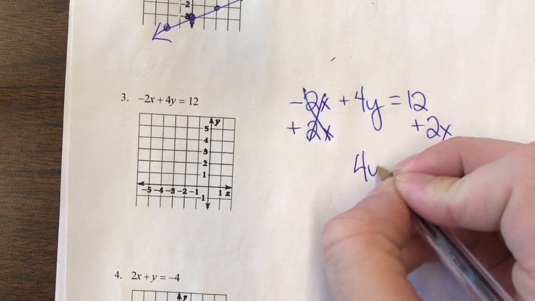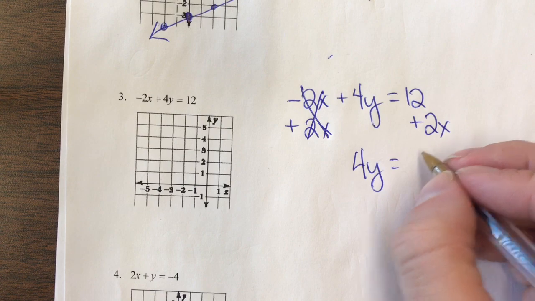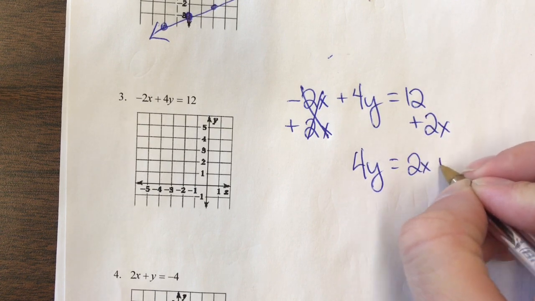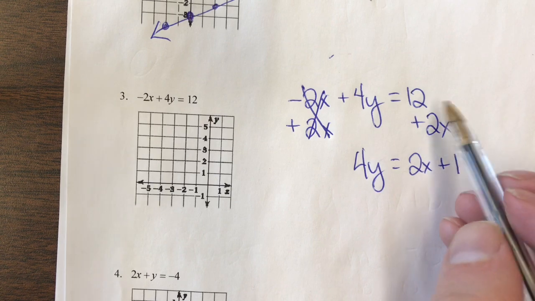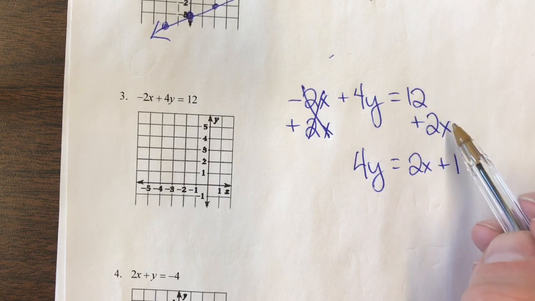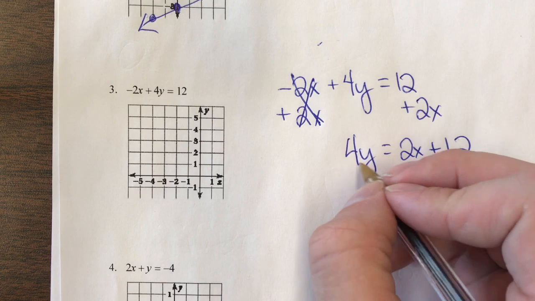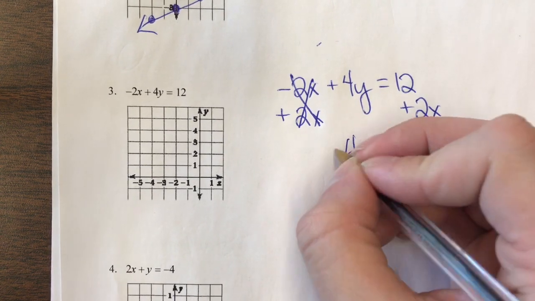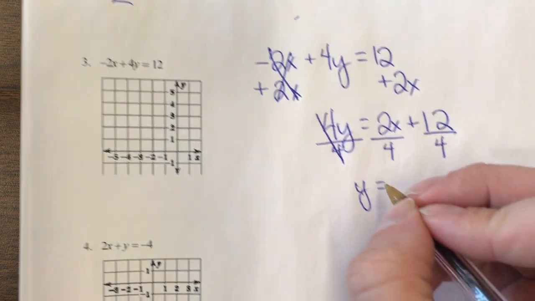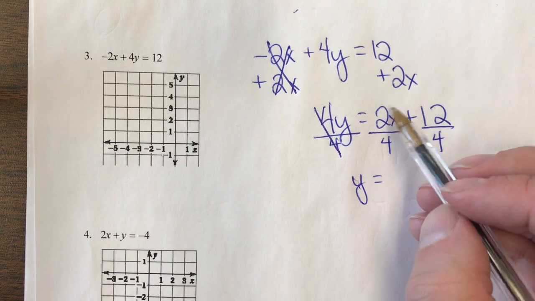Drop down the 4y, 2x plus 12. I'm going to write it out in that order because I want to make it look like slope-intercept form. If I put 12 plus 2x, it won't look like that. And again, these two don't combine because one has an x and the other one doesn't. Y is not all by itself. Divide everything by 4.